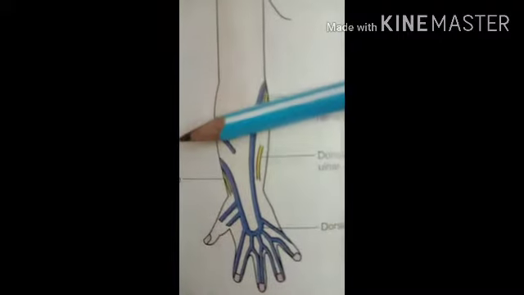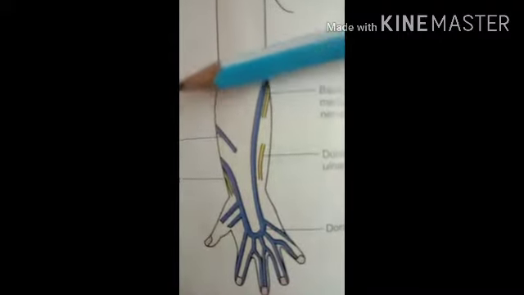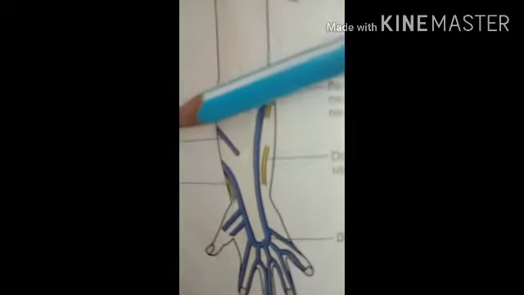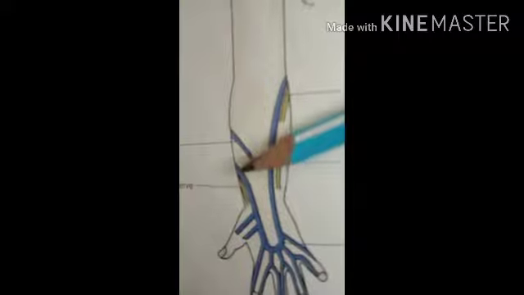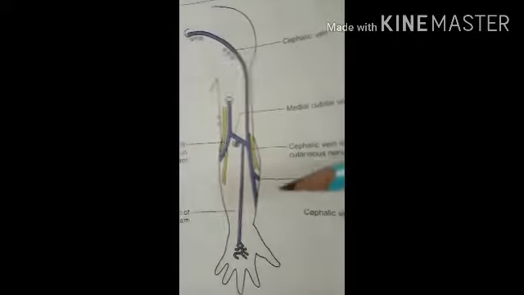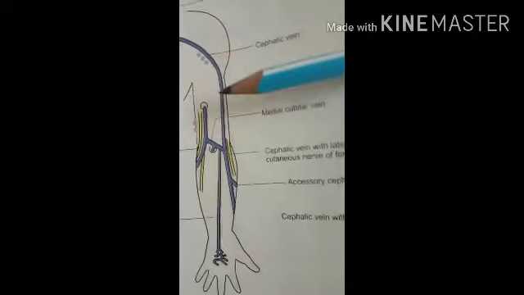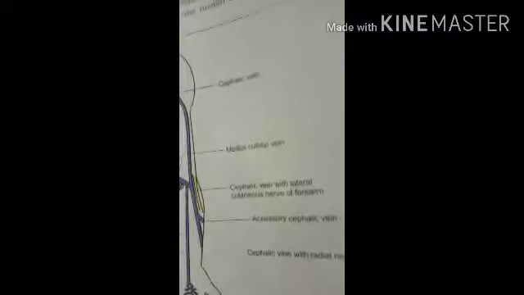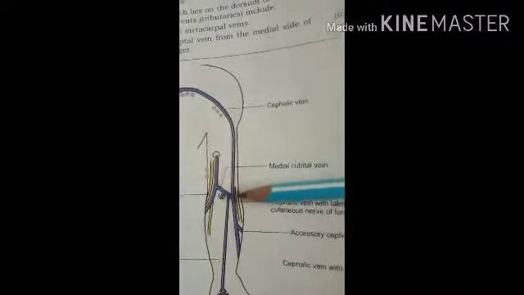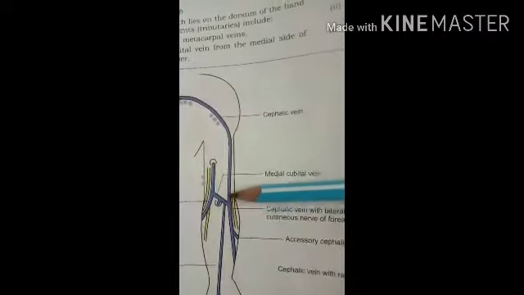Okay? It collects blood from the complex of the superficial veins. It winds around the radial side and the anterior aspect of the forearm. Here in this diagram you can see the anterior aspect of the forearm. Then in front of the elbow it gives a large branch, the median cubital vein.